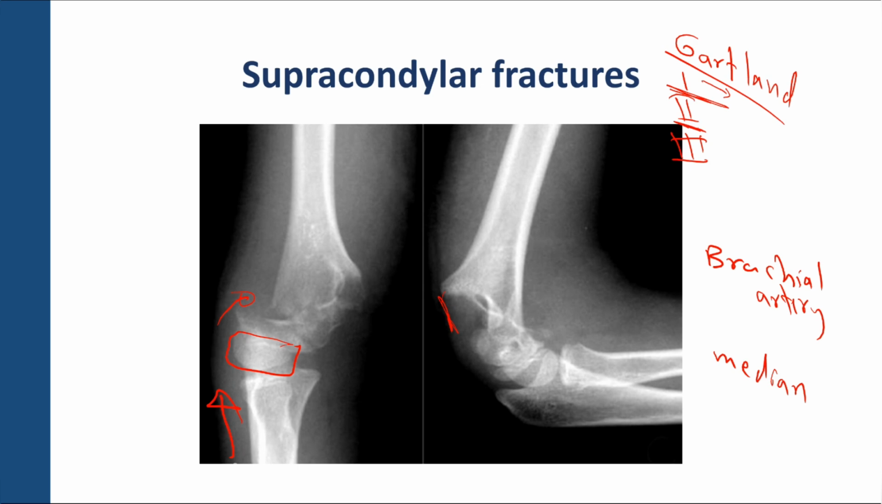In the emergency department, immediate management includes immobilization in an above elbow back slab. So you put a back slab above the elbow, and this is to stabilize the fracture and prevent its further displacement. Then after that, you have to consult the orthopedic team for closed reduction or possibly open reduction and internal fixation.